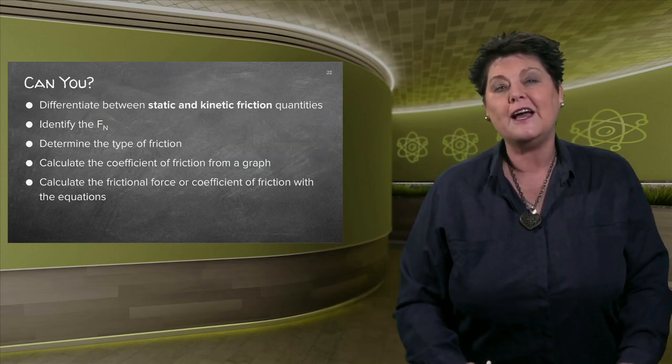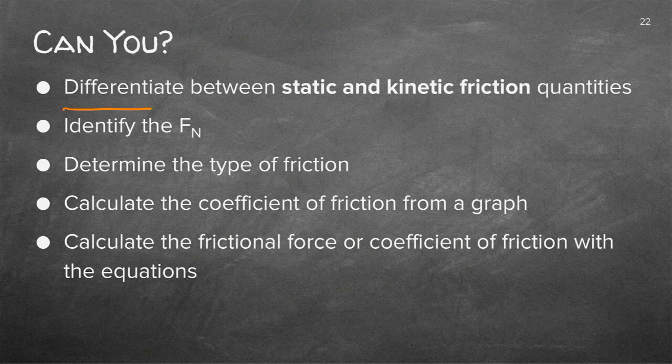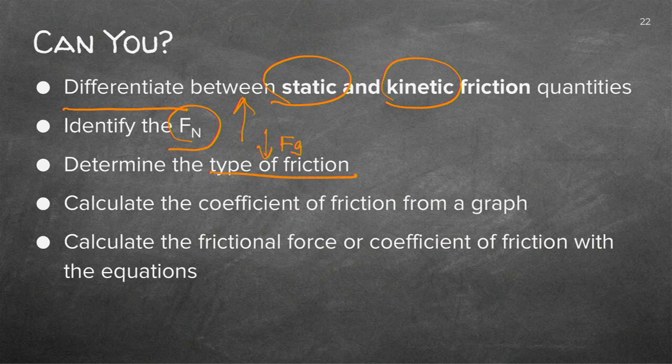Let's see what you should be able to do now. Differentiate firstly between static, still, it's not moving, and kinetic, moving. You have to be able to identify the normal force. Remember, if it's up, it will be the same as the Fg. And the type of friction. Finally, you've got to be able to work out the static or the kinetic coefficient from a graph or with your equations.